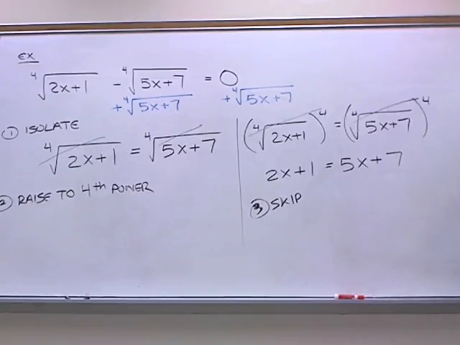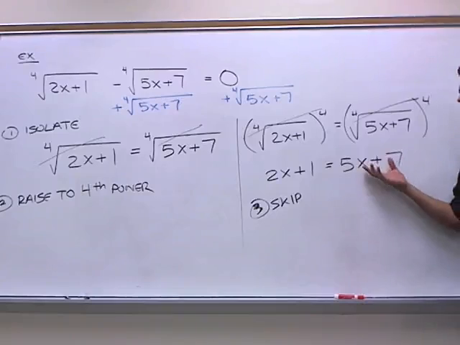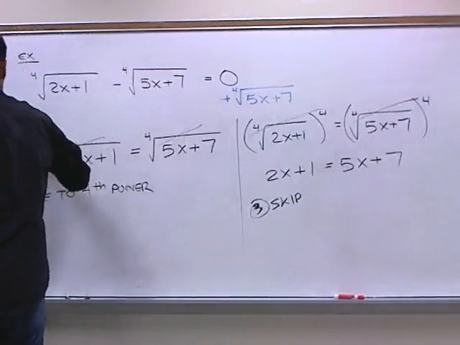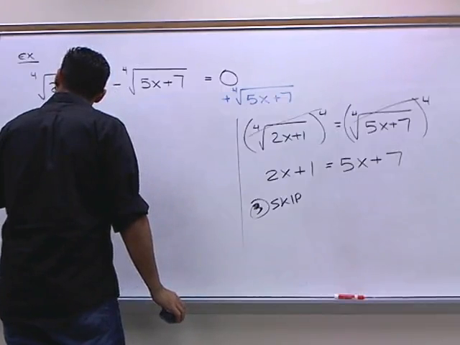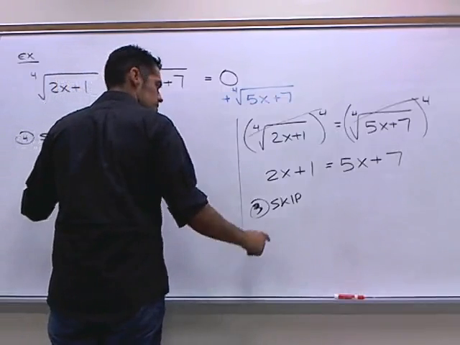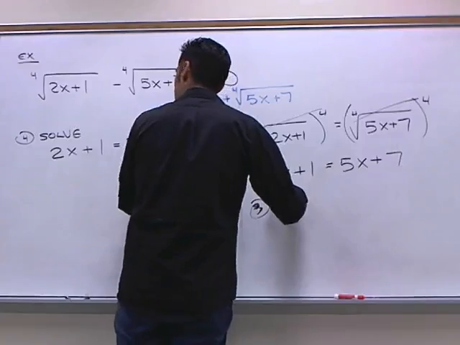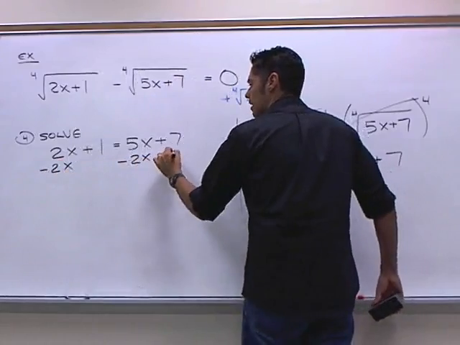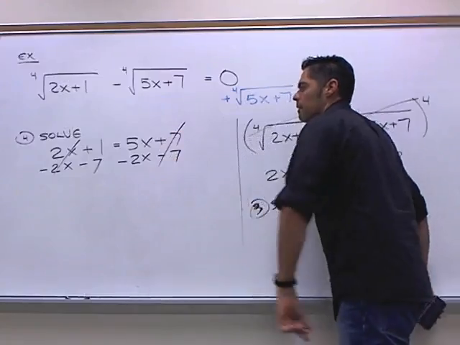Yeah, get all your x's on one side, all your numbers on the other. Which side you go to doesn't matter. But I like your idea. Move the 2x on this side, subtract 2x, and then you need to move the 7 on the other side. So here's my solving step. Solve, this is the fourth step. So I'm going to take my 2x plus 1, 5x plus 7, subtract 2x here, which means you subtract 2x here. Subtract 7 here, subtract 7 here. So the 2x's are gone, the 7's gone over here.